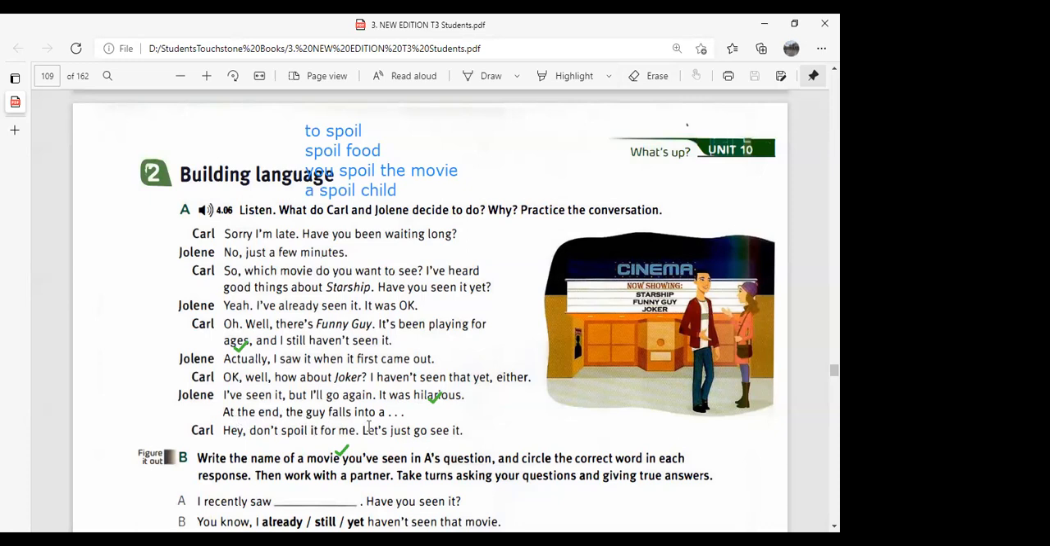At the end, the guy falls into a, hey, don't spoil it for me. Just go and see it.